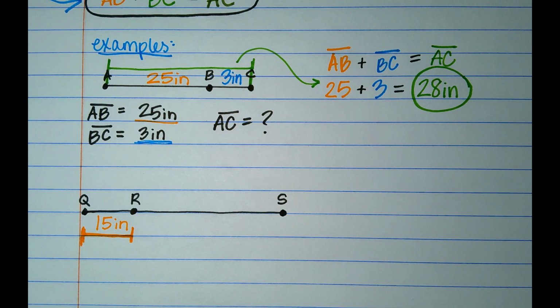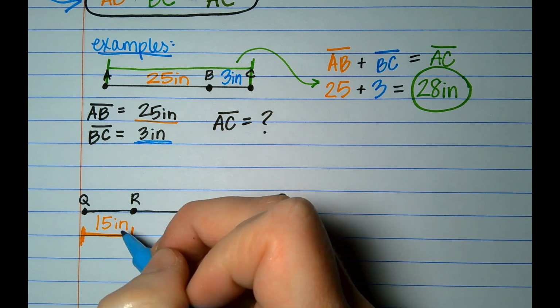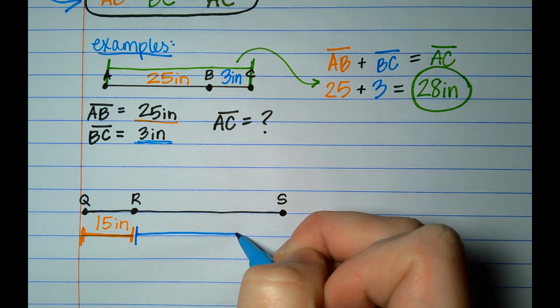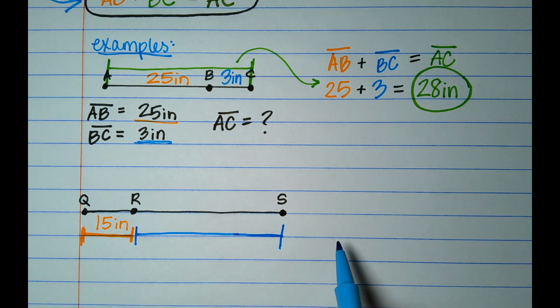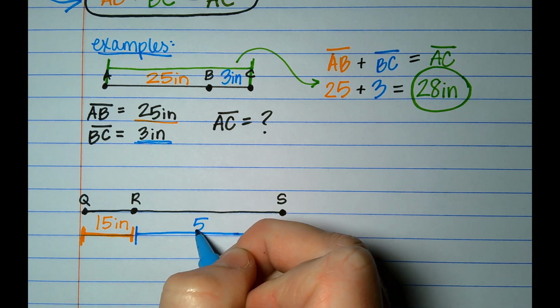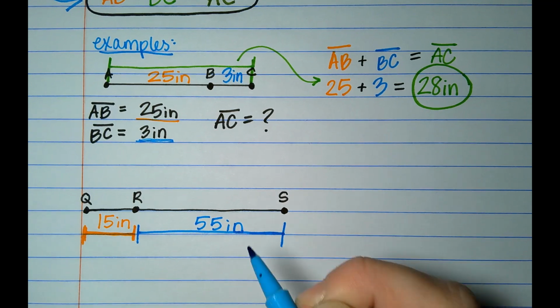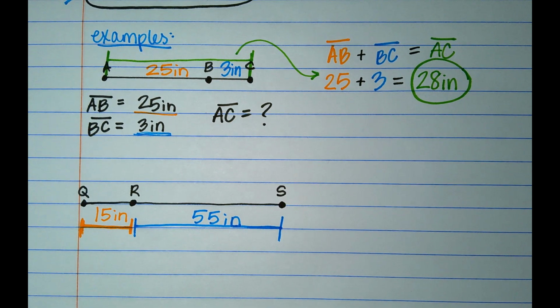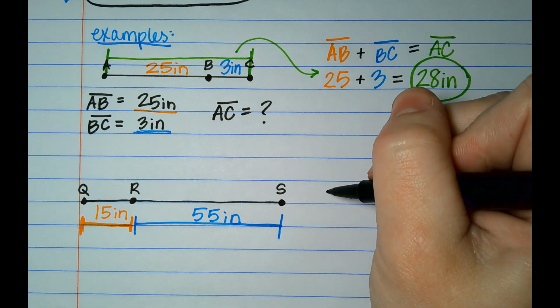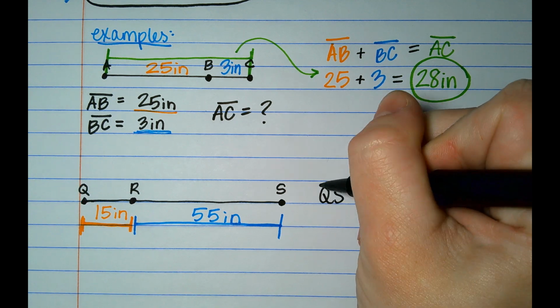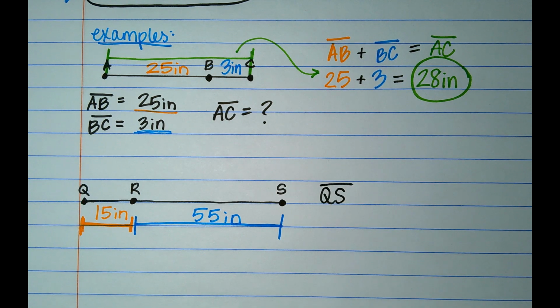And let's say from R to S is 55 inches. How would we find the length of QS? 70. How'd you do that? Add 15 and 55 together. Yep, we're just going to add to get there.